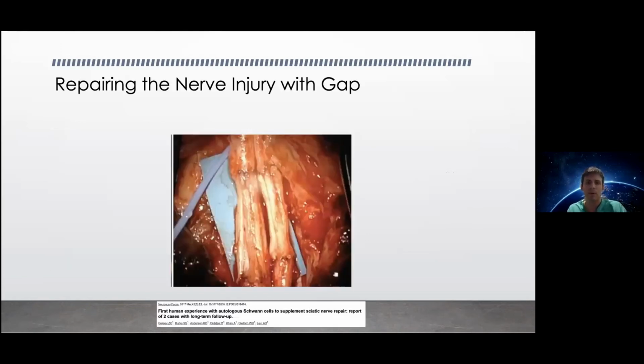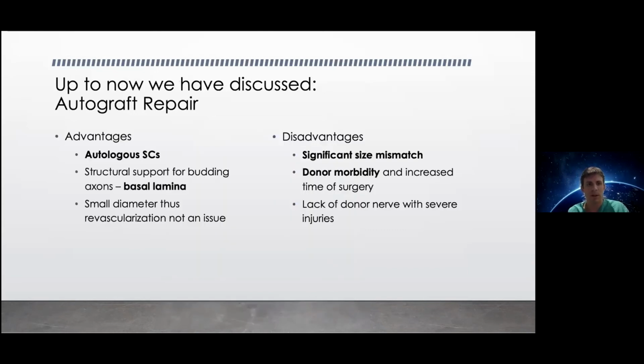Here's an example of a sciatic repair that we've done, and it's a kind of combination of suturing the ends into the epineurium and perineurium. It's really not always that clear in the repair, but anyway, those are the different repair techniques. And basically what we've been talking about so far is autograft. And autograft is great because it brings in patient's own Schwann cells and you have that basal lamina support.